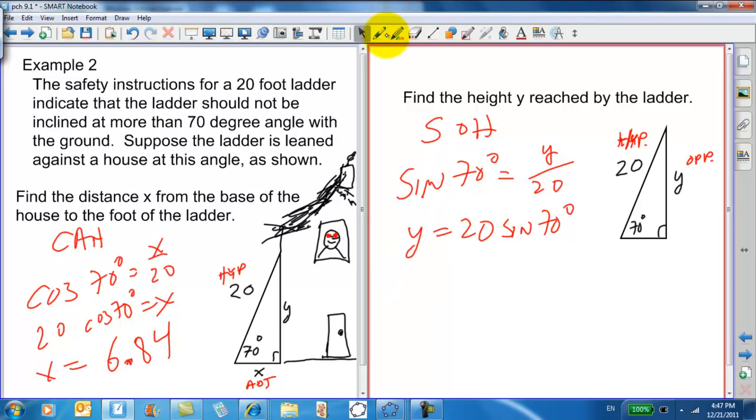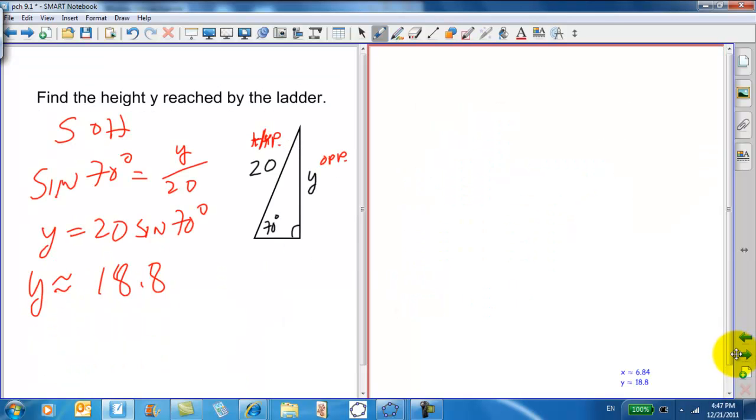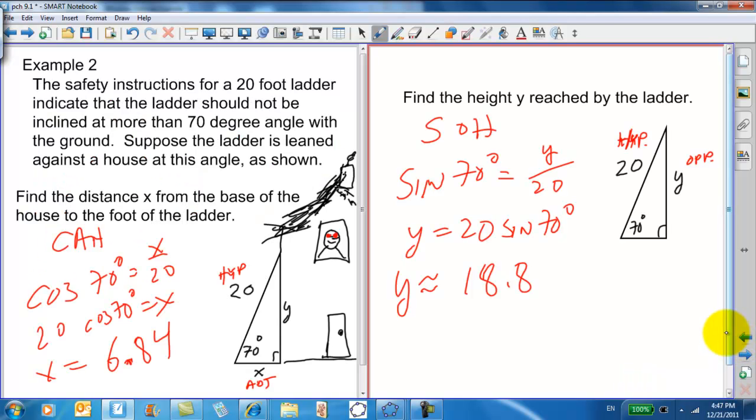And I get y is approximately 18.8. So let's see if that checks out. And it does. 6.84 and 18.8 for our two answers. Now, if you want to, you can go back with the Pythagorean theorem, check that 6.84 squared plus 18.8 squared equals 20 squared.